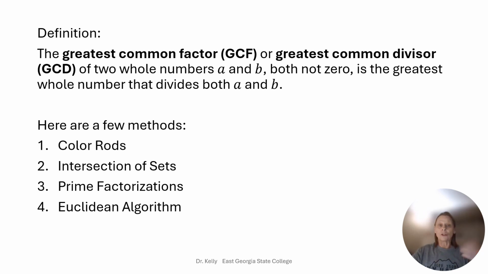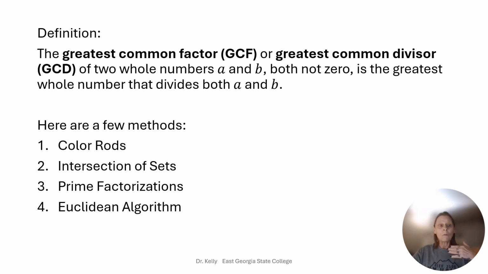The greatest common factor, GCF, or the greatest common divisor, GCD, of two whole numbers, A and B, both not zero, is the greatest whole number that divides both A and B. Now, one thing you need to remember is that greatest common factor and greatest common divisor are interchangeable statements. They're asking for the exact same answer. It's kind of like how interchangeable divisor and factor is. It means the exact same thing. It means that they go in and equally and evenly divide out without leaving a remainder.